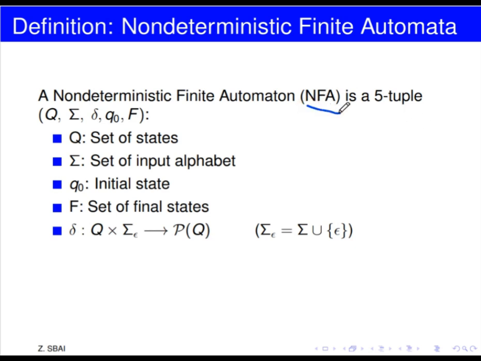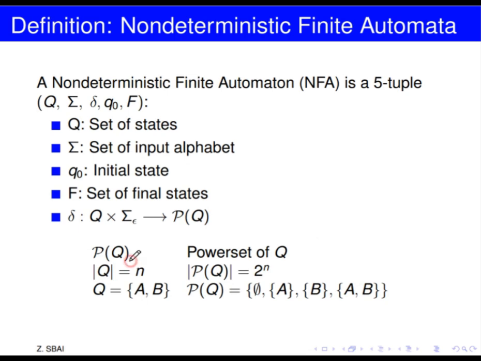So simply an NFA may be written as a 5-tuple. Here we'll have a set of states, a set of input alphabet, an initial state, a set of final states, and a delta transition function. It shows that if we have a state from Q and a symbol of the alphabet, the next state will be a subset of the states Q. That's why we have written here power set of Q. And also here we used sigma epsilon, which means that we may have symbols of the alphabet on the transitions. Also, we may have the symbol epsilon.